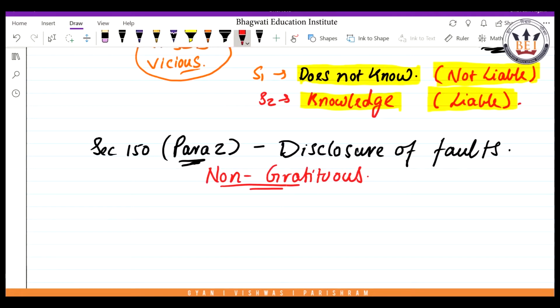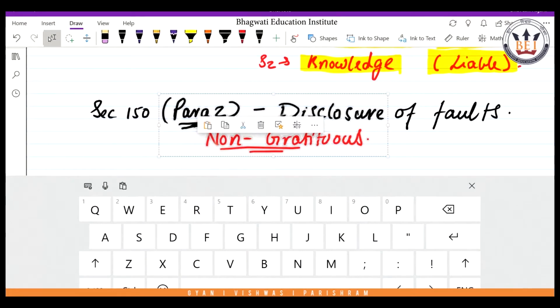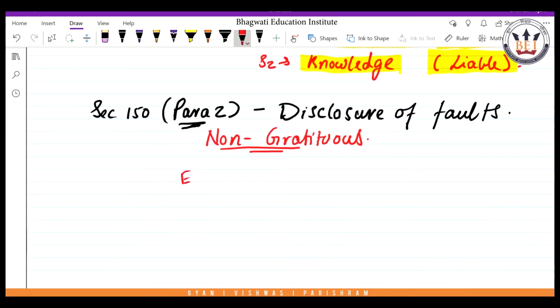So in this case, if it is a case of non-gratuitous bailment, do you think the liability of the bailor goes a little high, the duty of the bailor goes a little high? The answer is yes. Let us check this out with the help of an example. Let us take up an example over here. Example is pretty simple, guys.